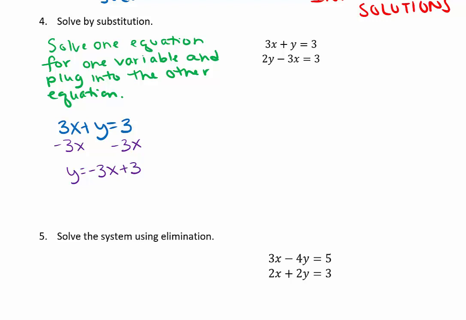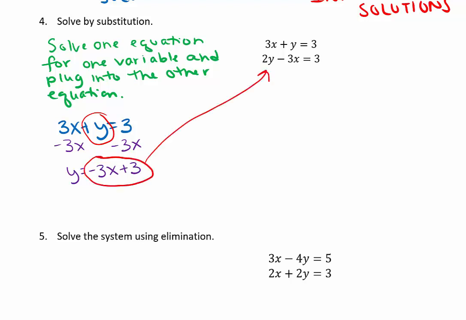Note, if there's a variable that doesn't have a number in front of it, if there's a variable with a coefficient of 1, that's the variable you want to solve for. It'll make the problem easier in the sense that you won't have fractions to deal with. So in this case, I chose to solve for the y because it had a coefficient of 1. There was not a number in front of it.